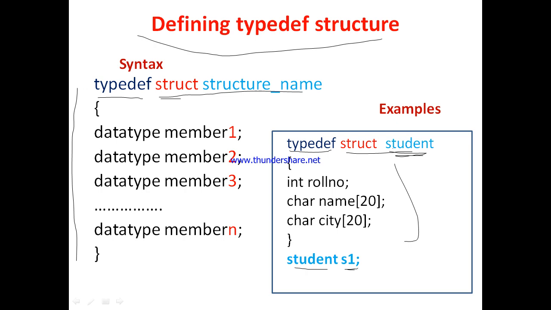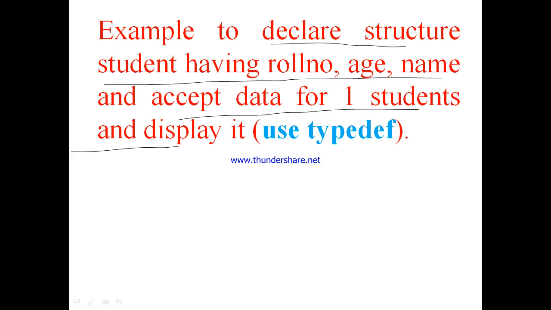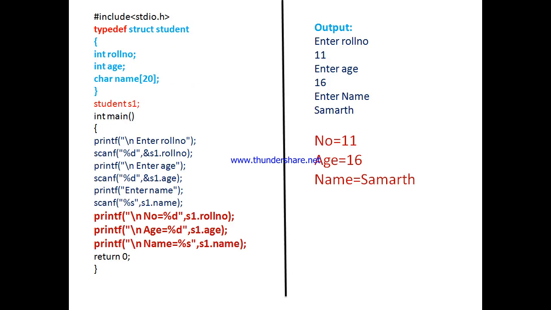Normally we define the variable using struct student s1, but here we don't need to write the struct keyword. Now let us see the example. In this example we have to declare a structure student having members roll number, age, name, and accept data for one student and display it. We have already seen this example, but now we are using the keyword typedef. In the previous example this part is used as it is, but now before struct we use the keyword typedef.